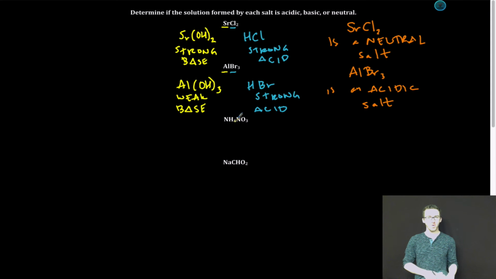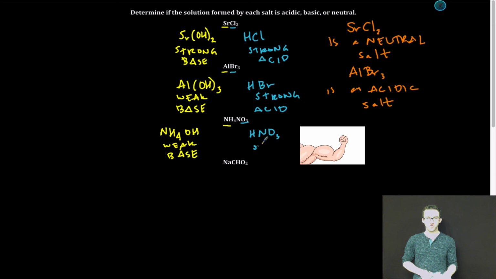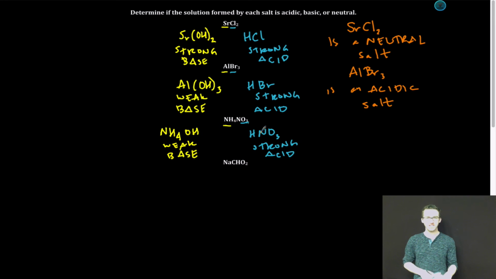Next, ammonium nitrate. Our cation here, ammonium, coming from our base. So we've got ammonium hydroxide, it's a weak base. NO3, nitrate ion, coming from our acid, HNO3. A strong acid. Weak base, strong acid. Strong always wins. Ammonium nitrate is an acidic salt.